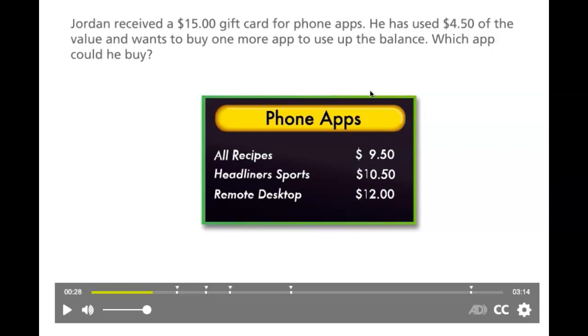Alana, do you agree with what Selena just said? Yeah. He could also afford another app, but it wouldn't use up the rest of his balance. He'd still have $1 remaining if he bought the All Recipes app. But to use all of the money, he'd have to buy the Headliner Sports. Okay, let's see what it is. I'll take some of you raising hands later.